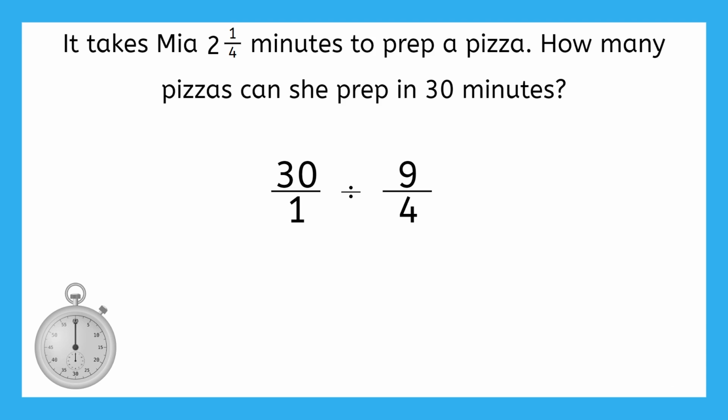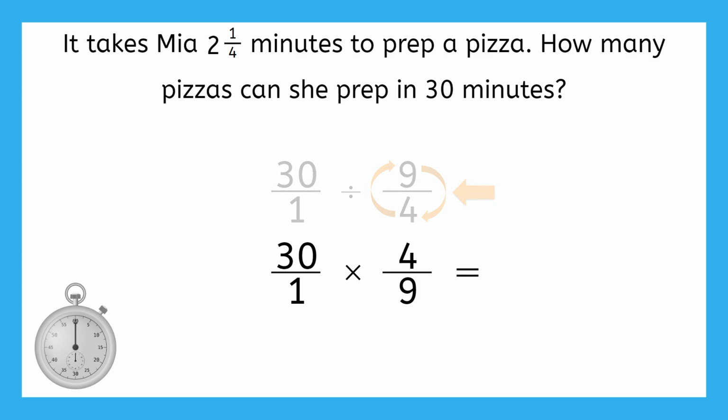When dividing fractions, we can multiply by the reciprocal, or inverse, of the second fraction. Our first fraction stays the same, the division sign changes to multiplication, and our second fraction flips to its reciprocal. Now we multiply across. 30 times 4 equals 120, and 1 times 9 equals 9.